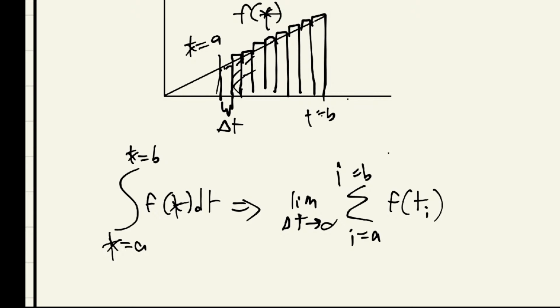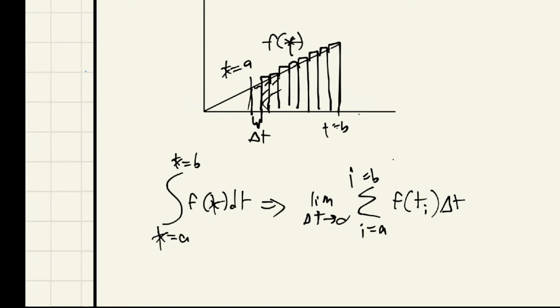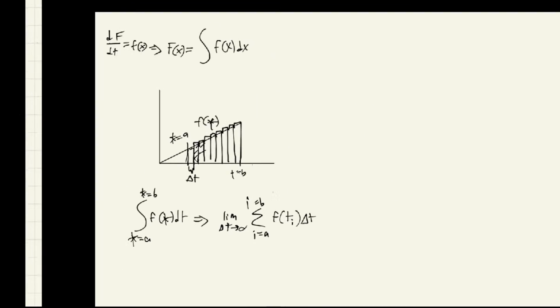Sorry, I just want to make this a little bit better. Times delta t, right? It's the area: the height times the width as delta t approaches 0, and as delta t approaches 0, these rectangles will model our function perfectly. And when delta t is 0, it's basically dt, and it gives you the perfect area underneath the graph. That's really what the integral is telling you.